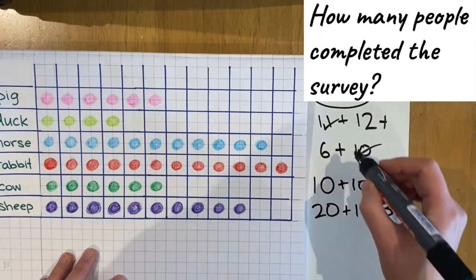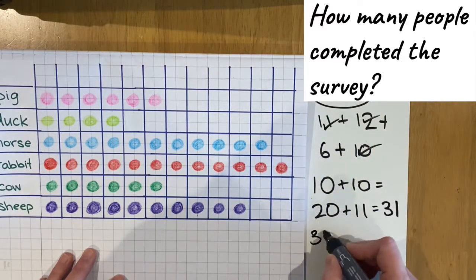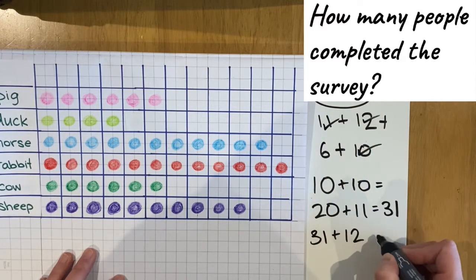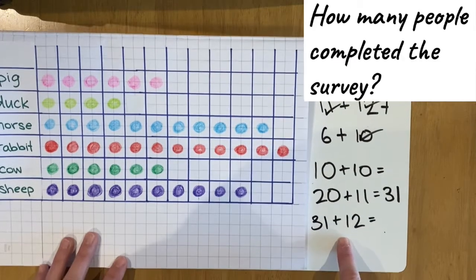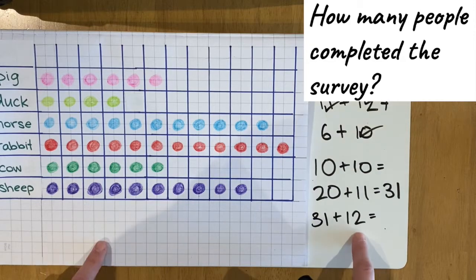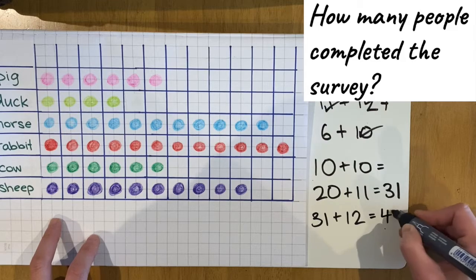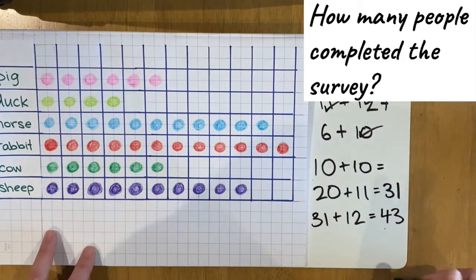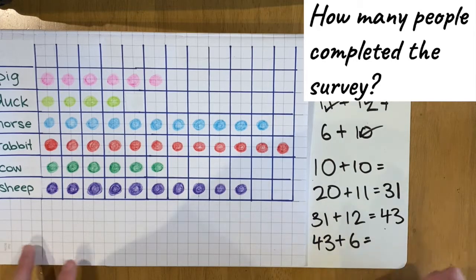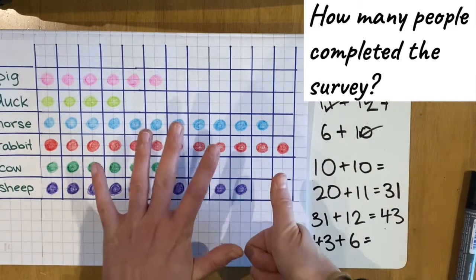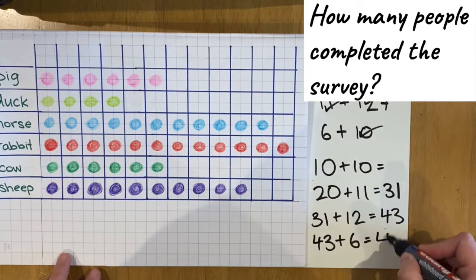31. Now we can add the 12. Going to add the 12, so 31 plus 12. 31, add 10 more, 41, then add 2 more, 42, 43. Now finally add the 6. 43, add 6, 43 in your head, add 6 more, 44, 45, 46, 47, 48, 49.